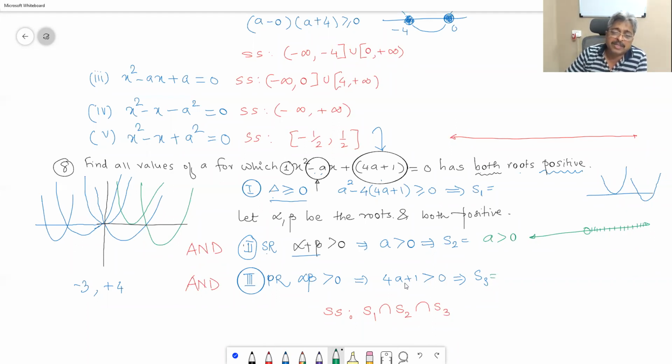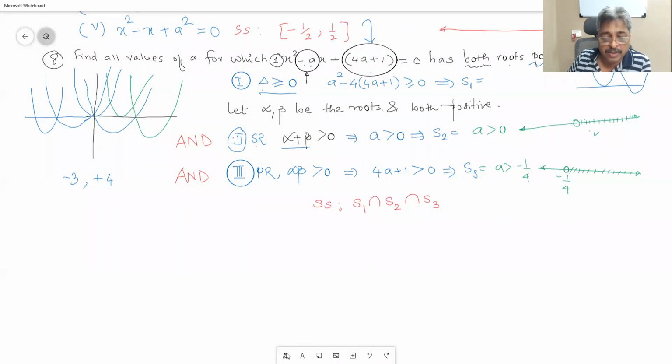This is another simple solution set. A is greater than minus 1 by 4. Oh, this is okay. So 0 or minus 1 by 4, and A should be greater than that. Okay, this is the solution set. Of course, this solution set is a part of the other solution set. So finally, eventually, at the moment between S2 and S3, S2 is the winner. Very good. Now our job is to get S1. So let us do some calculations to get S1.